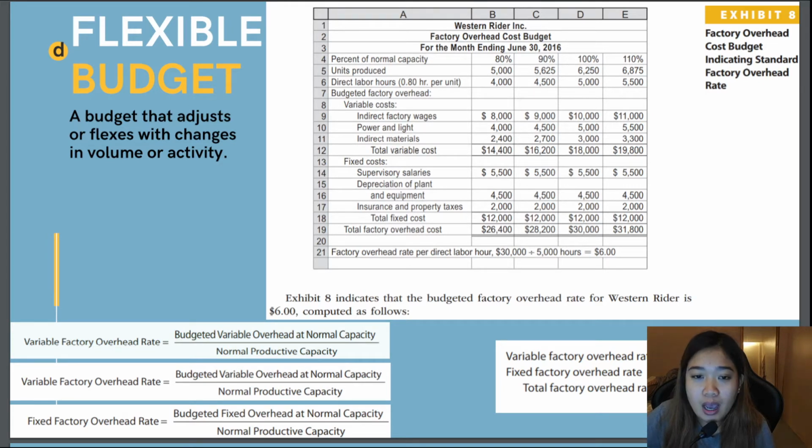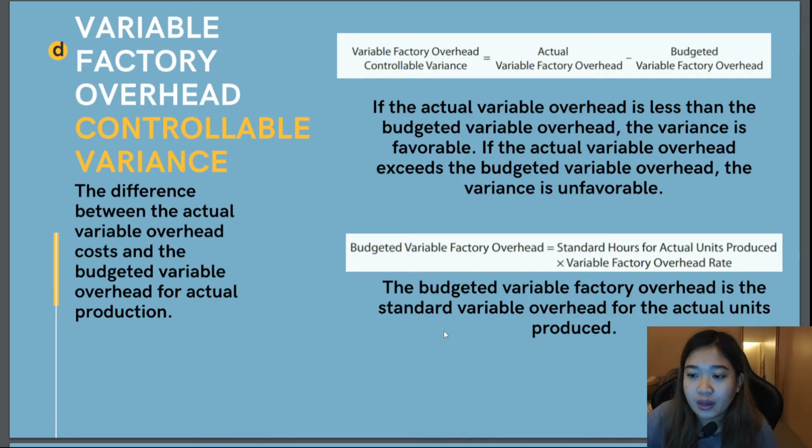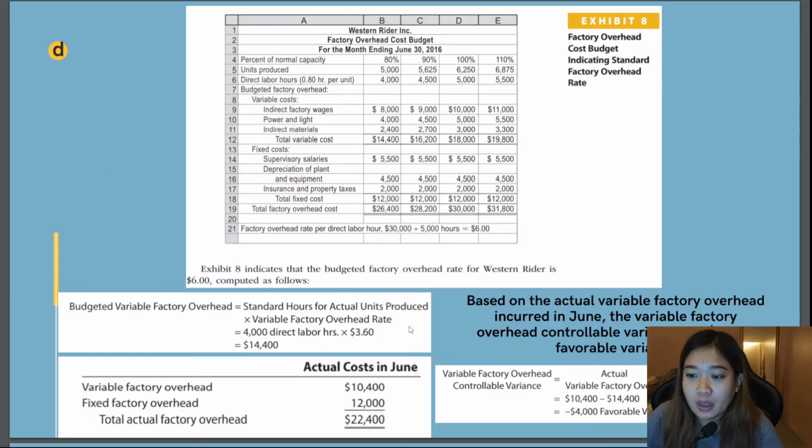Then we come up with 14,400 of budgeted variable factory overhead. It is computed as 4,000 direct labor hours times 3.60, which again gives 14,400.